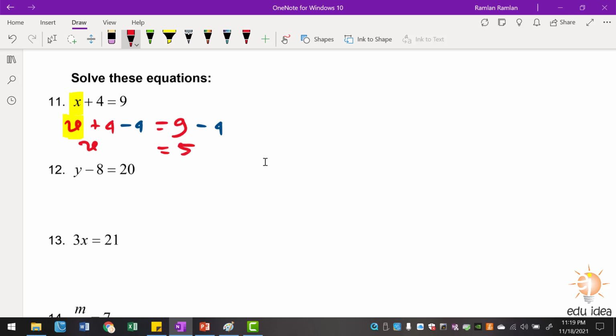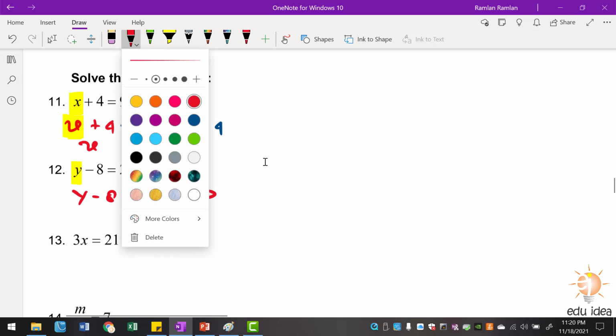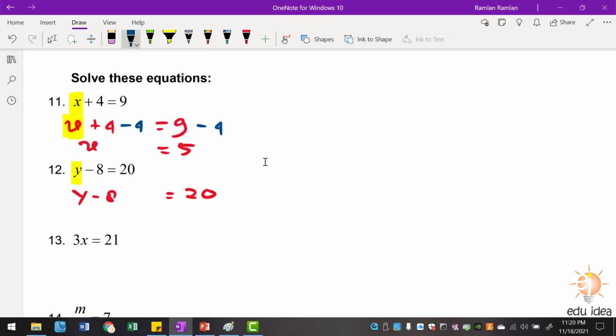Okay, the same thing for number 12. Again, focus on the variable, which is the y, and then we need to get rid of this minus 8, right? So it's being subtracted, so remove that by doing the opposite operation of subtraction, which is addition. So it's y minus 8 equals 20, and then I'm going to add the same number that I'm going to get rid of, which is 8, the same exact number. So this will be gone.